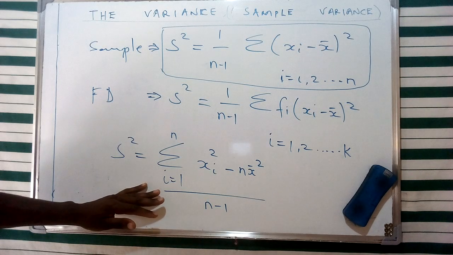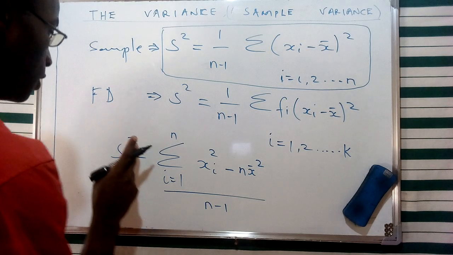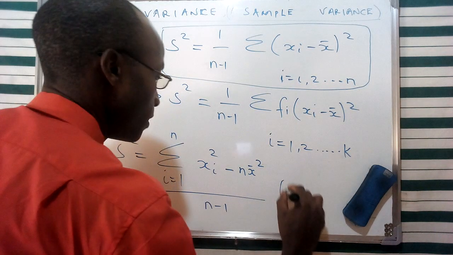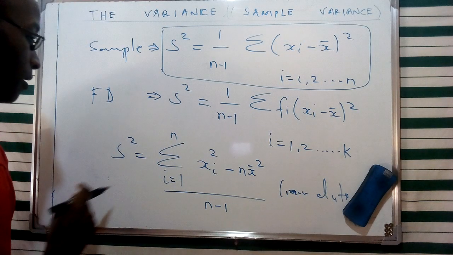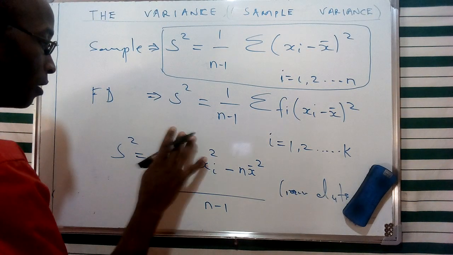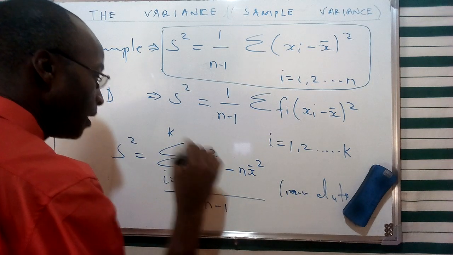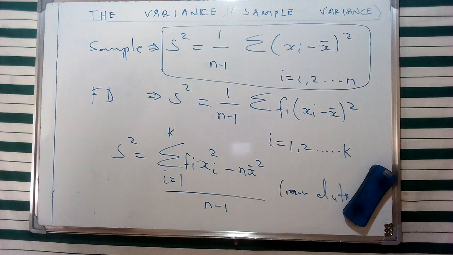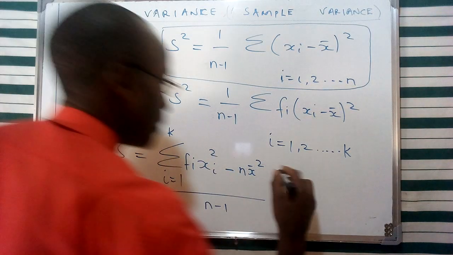Now if we consider the frequency distribution, we are going to include the concept of classes, whereby we are going to have this one changed. This is the representation for raw data, but for our frequency distribution we are going to change this to the number of classes. We are going to include the concept of frequency in that case, and this is going to represent the sample variance of a frequency distribution.